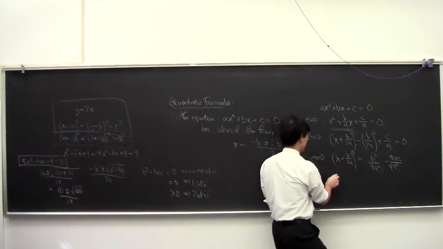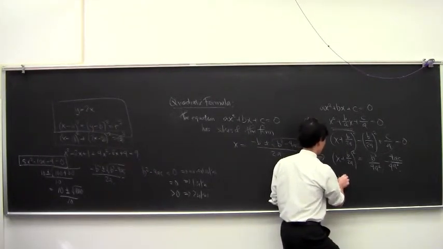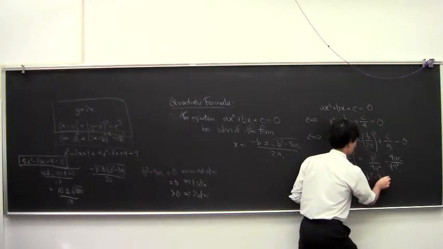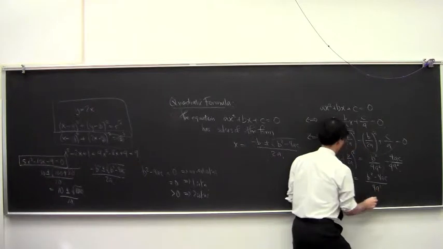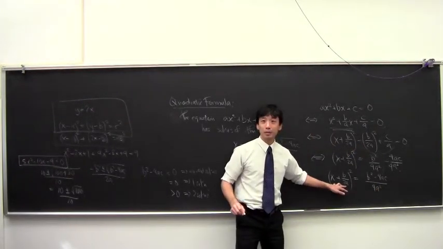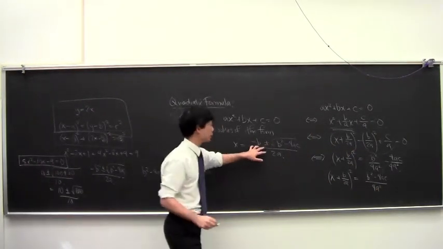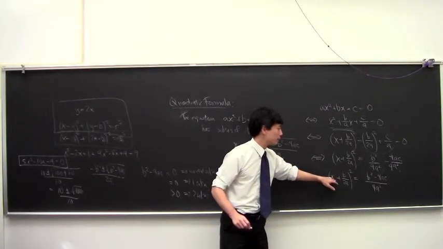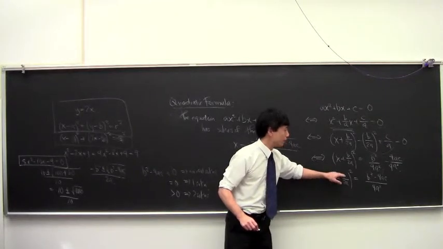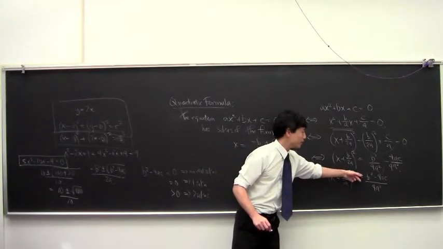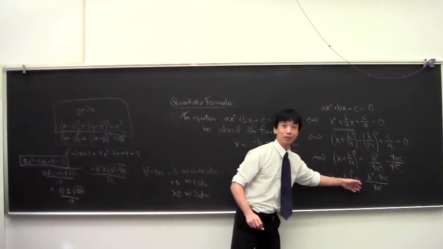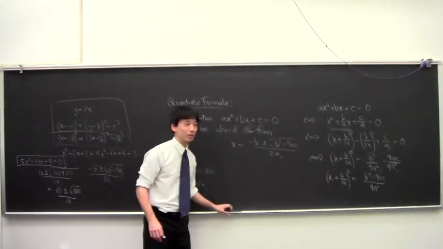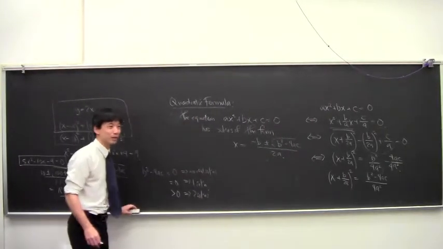So that tells us that x plus b over 2a squared equals b squared minus 4ac over 4a squared, right? And you see that that's where the solution to the quadratic equation pops out of there, right? You take the square root of both sides. x is going to be negative b over 2a plus or minus the square root of b squared minus 4ac over 2a. So completing the square gives you the quadratic equation, in case you were wondering.